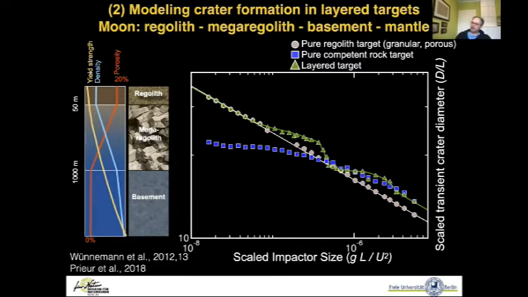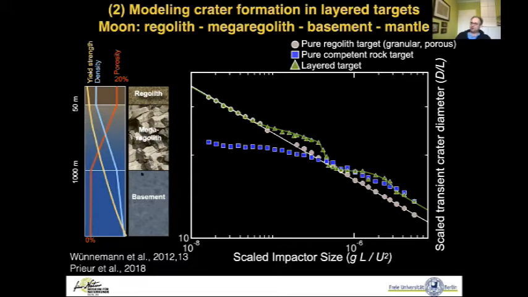And again, you can do that a little bit more systematically. So we set up something with typical properties for regolith and megaregoliths and basement rocks. These are the profiles for strengths, for density, and for porosity. And when you assume just the pure regolith, this is the brown line here, you get a nice line very similar to the ones in sand.